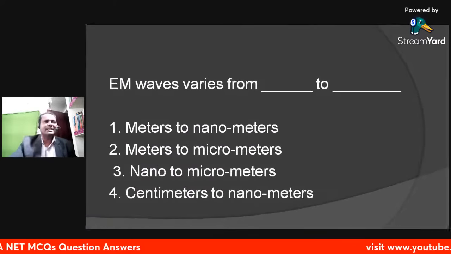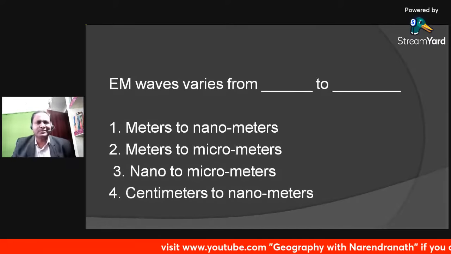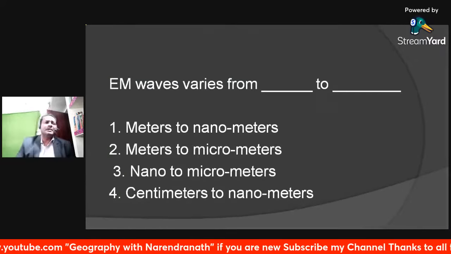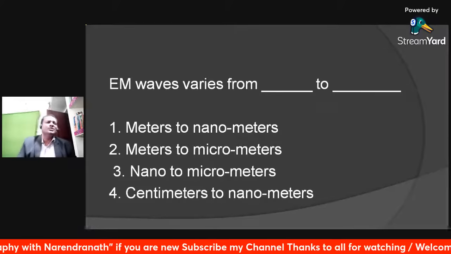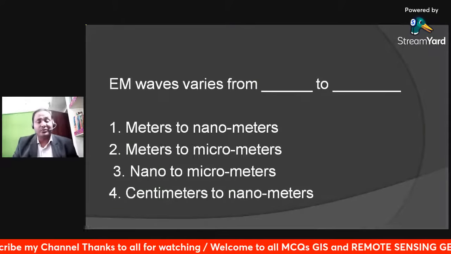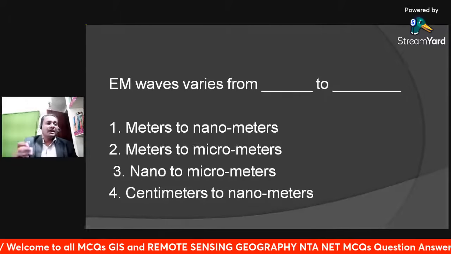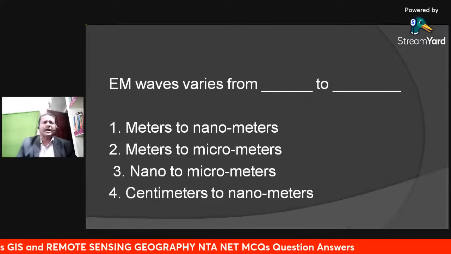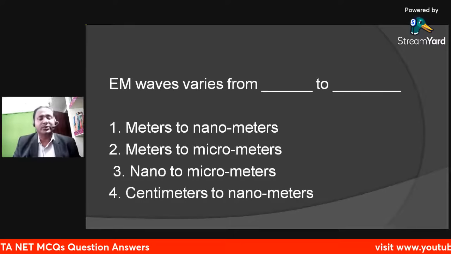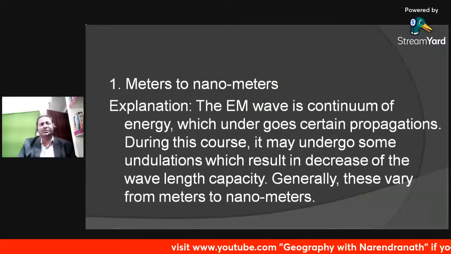Another question: electromagnetic waves basically vary from dash to dash. If you know this, must comment in the chat box. The options are meters to nanometers, meters to micrometers, nano to micrometers, and centimeters to nanometers. So definitely, the correct answer will be meters to nanometers.